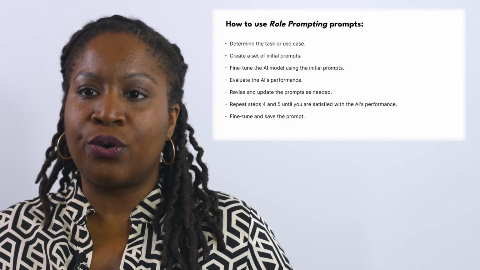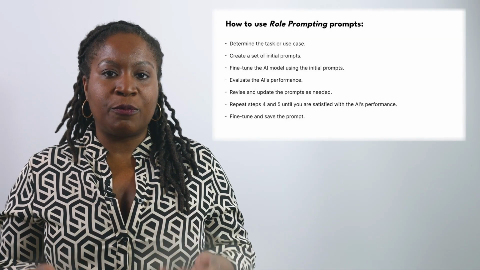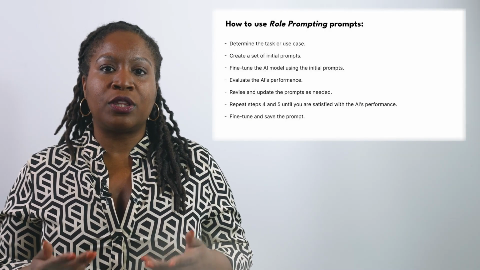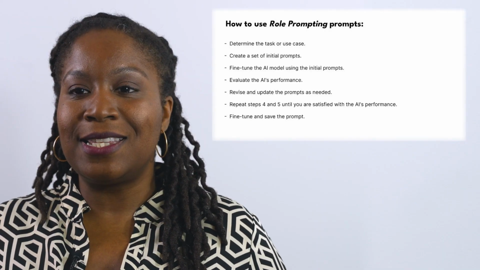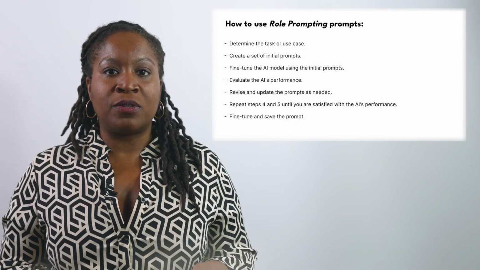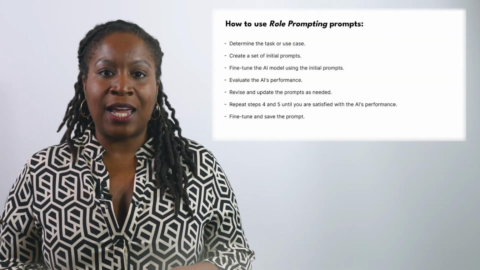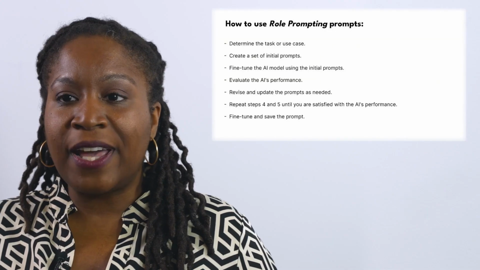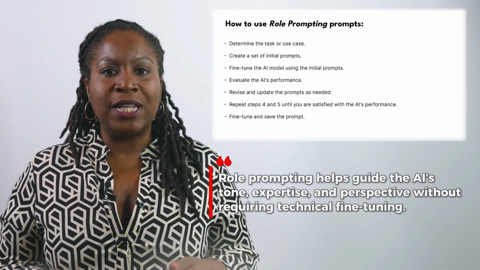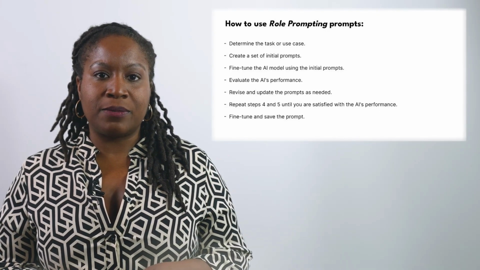Determine the task or use case for the AI. This will inform the type of prompts you should use and the specific information you want the model to generate. Create a set of initial prompts. These should be a diverse set of examples that cover the range of information and tasks you want the AI to be able to handle. Fine-tune the model using the initial prompts. This will train the AI to generate text that is relevant to the prompts.